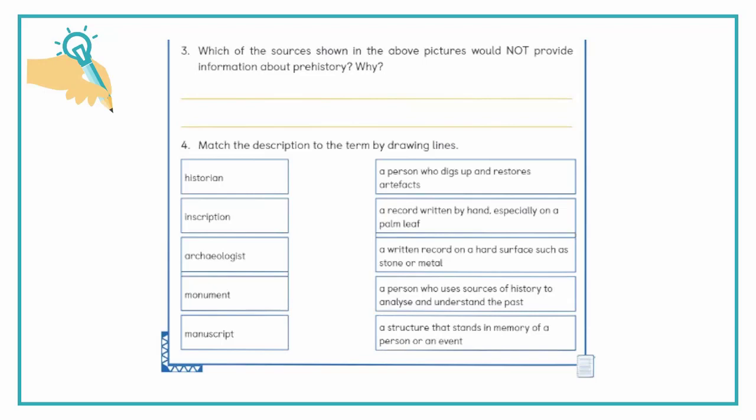Now, match the description to the term by drawing lines. You read and do it yourself. If your answer is wrong, find the right answer from the textbook. For each and every word, you can go to the book and see and find out.